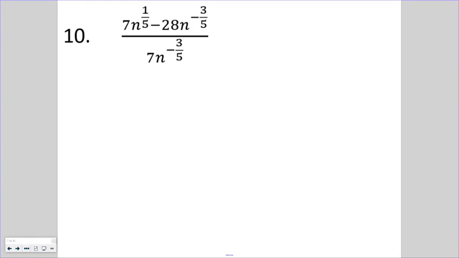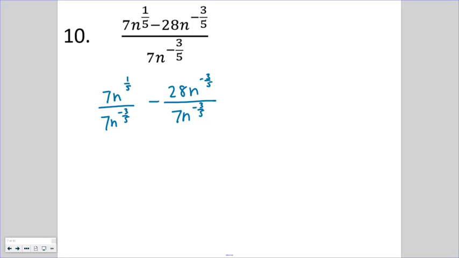With number 10, here's the way I would do this. I'm going to separate out the terms. So I'm going to put both of the terms in the numerator over a separate denominator. That is going to become 7n to the 1/5 over 7n to the negative 3/5. And then separate of that, minus 28n to the negative 3/5 over 7n to the negative 3/5. So I'm just going to repeat that denominator. If I were to combine those with that common denominator, we'd get back the original problem. But having the terms separated out is going to help us approach the problem a little bit better.